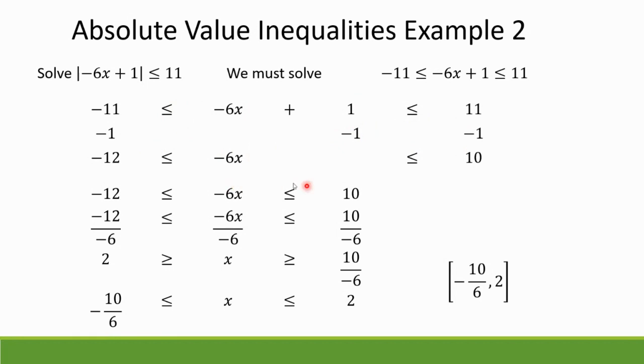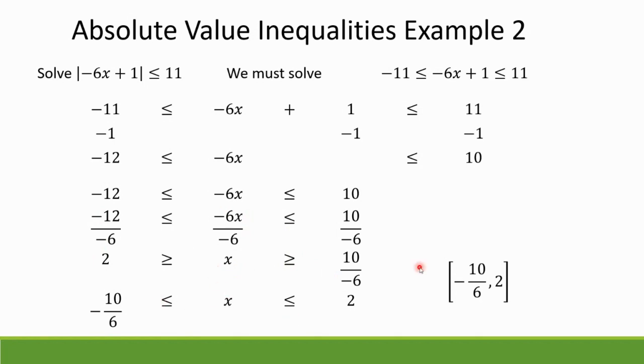And so from here we get negative 6x like so. And what do we do? We divide everything by negative 6. And when you divide, notice the inequalities get flipped. You turn them around, as you can see, because we're dividing everything by a negative. If you divide or multiply by a negative, you turn the inequality around. Okay, so we get x in the middle greater than or equal to 10 over negative 6, and x is less than or equal to 2.